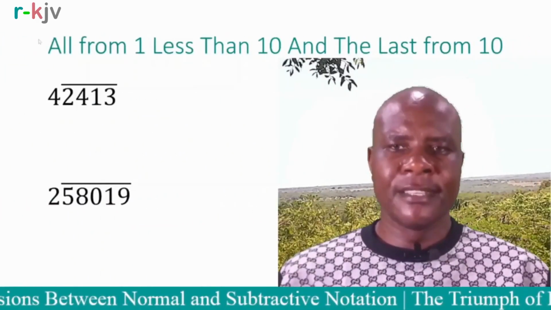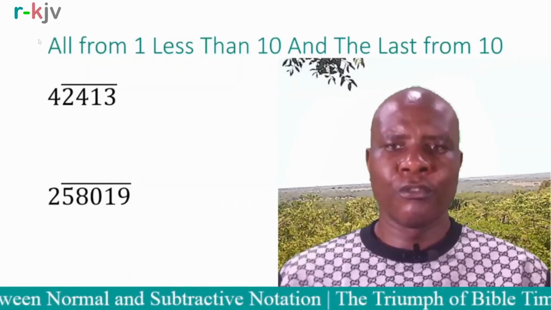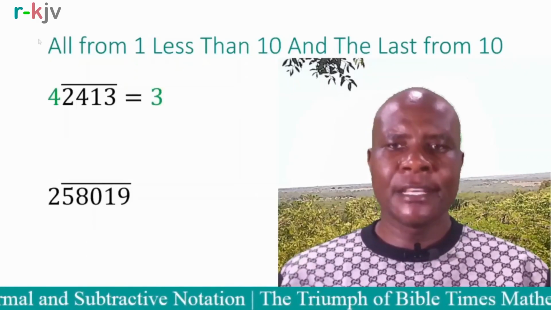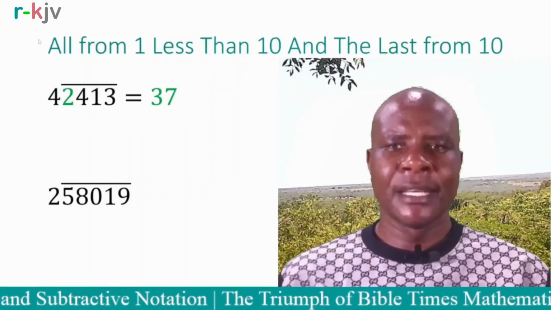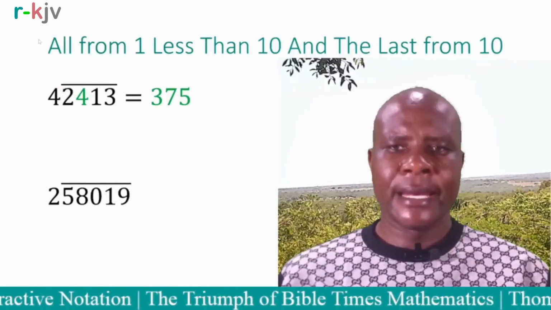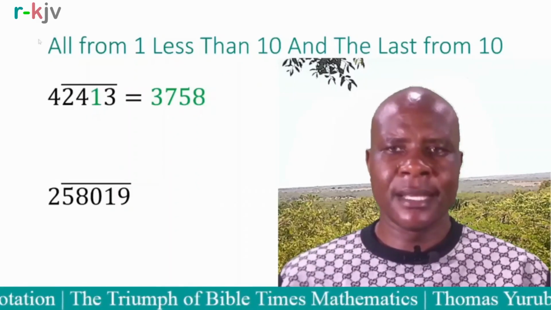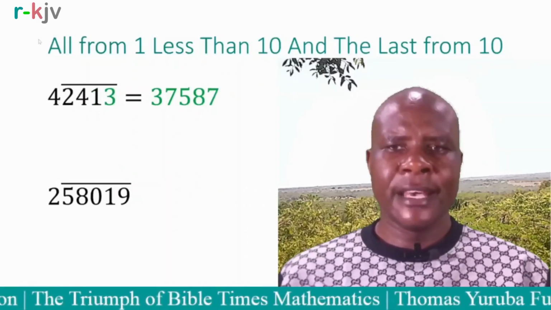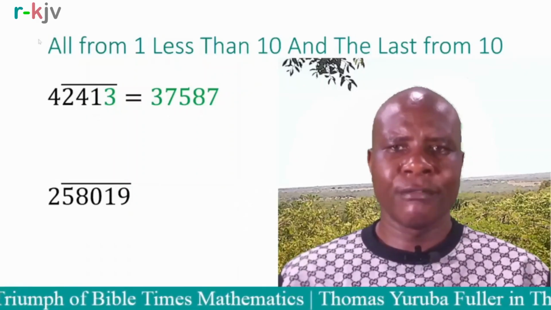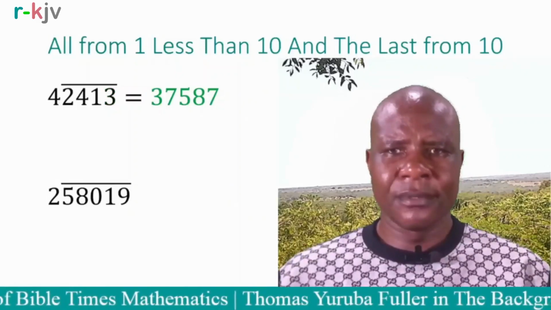Let us convert these numbers to normal notation. 4 is in normal form and is reduced by 1 to 3. 9 less 2, that's 7. 9 less 4, that's 5. 9 less 1, that's 8. 10 less 3, that's 7. Therefore, in normal format, our number is 37,587.